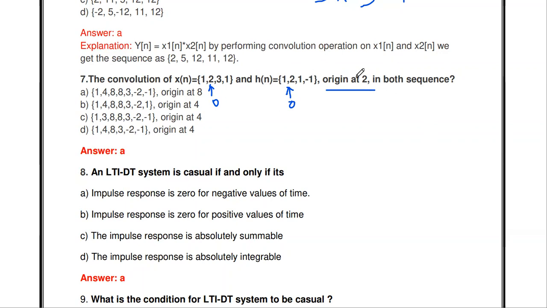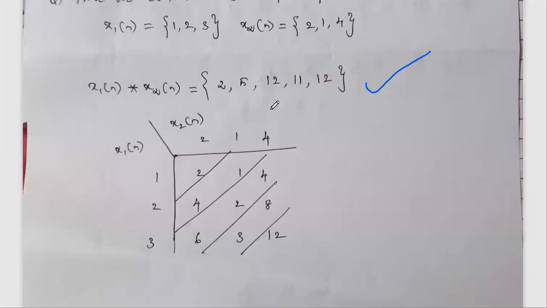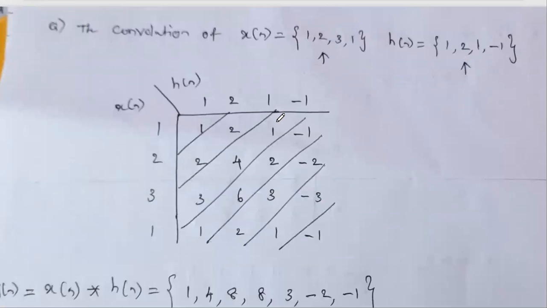Using this, we have to perform the convolution process. Here the arrow is given, this is the origin value. If the arrow mark is not given, by default we take the first sample as the origin. In a similar way we solve this. You write x of n on one side and h of n on the other side, multiply element by element, and then split diagonally and add those values.